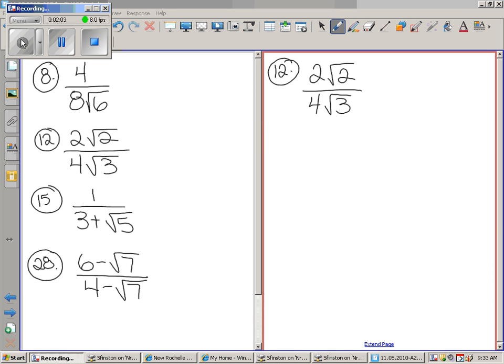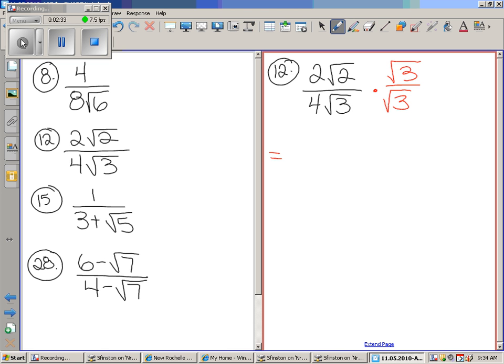So problem number 12 from the homework, let's take a look. You cannot have a radical in the denominator. We've got 4 square root 3. So how do you get rid of that square root 3? Yep, there's no addition subtraction going on in this problem. So just multiply top and bottom by the radical that you want to get rid of in the bottom. In this particular case, we want to get rid of square root 3 because you're not allowed to have a radical in the denominator. So multiply top and bottom by radical 3.